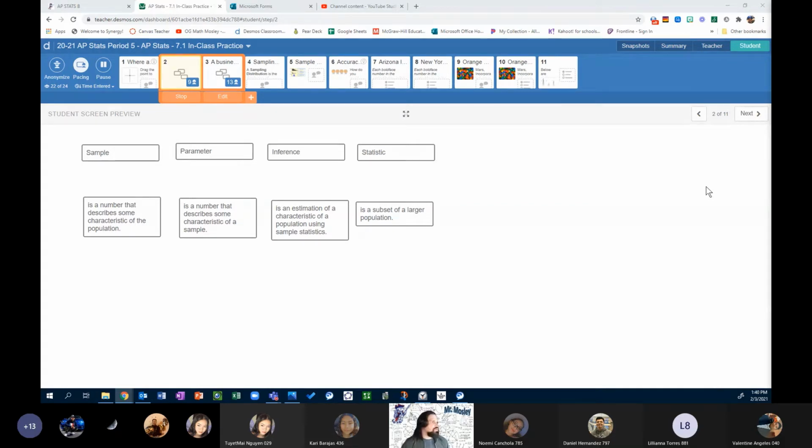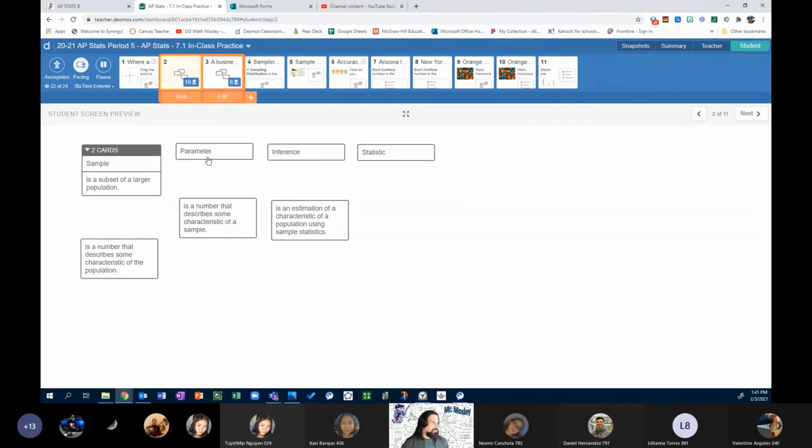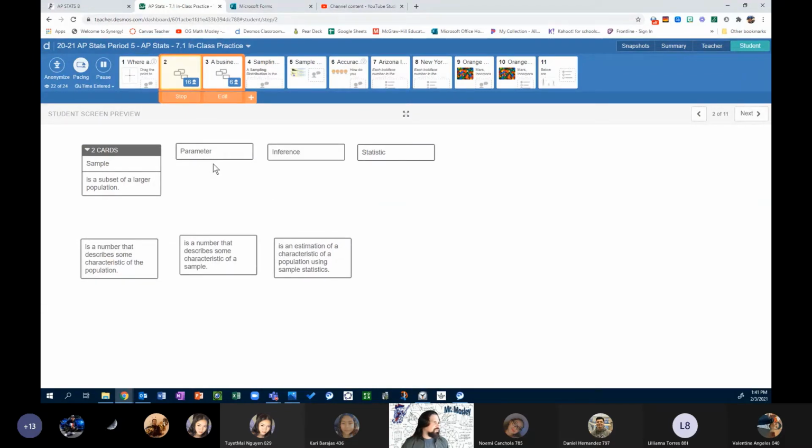Let's talk about it. So on the first pair, or first set of cards to sort, where we're doing the definitions, we'll start with sample, because on my shared screen it is the first one in the left-hand top corner. So the definition of a sample, right? This is a subset of a larger population. Right? Parameter. Remember from yesterday, parameter goes with population. So a parameter is a number that describes some characteristic of the population.